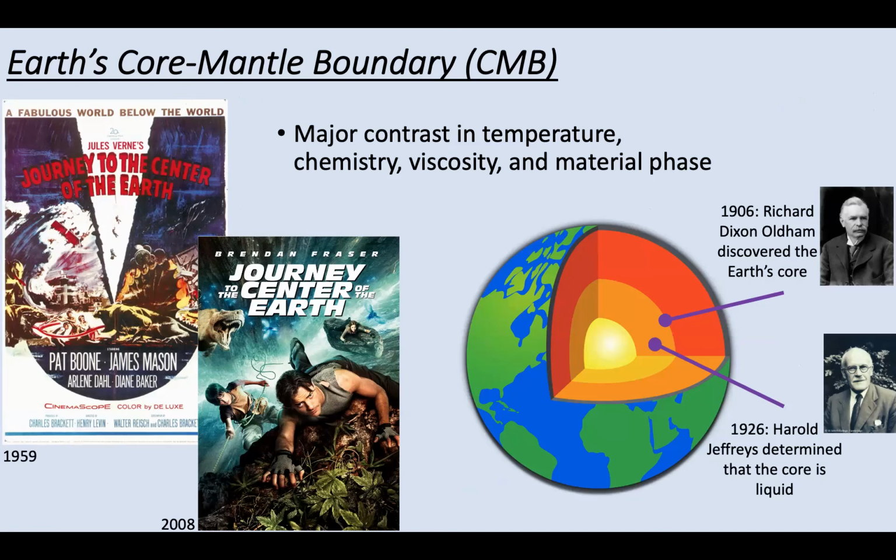And it's been long recognized that the Earth's core-mantle boundary represents a really major contrast in a lot of physical properties: temperature, chemistry, viscosity, even phase. A lot of these discoveries date back many years now. For example, in 1906, Richard Dixon Oldham discovered the presence of the Earth's core. And about 20 years after that, in 1926, Harold Jeffreys determined that the core, at least the outer core, was liquid. So these were some pretty notable discoveries in early seismology.